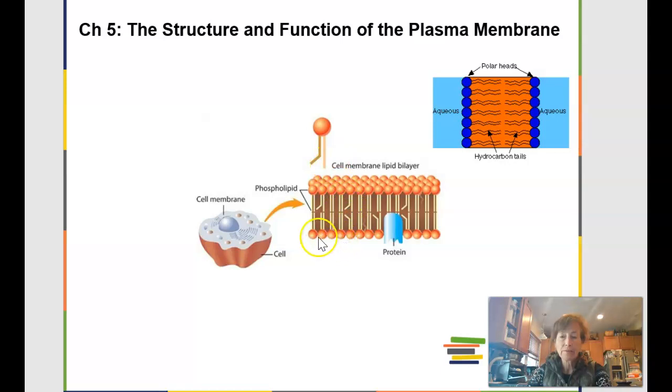And it's a bilayer because there are two layers of the phospholipids facing in this direction, where the lipids are on the interior and the phosphate heads are on the exterior of the cell, so outside, as well as on the interior of the cell facing the cytoplasm.